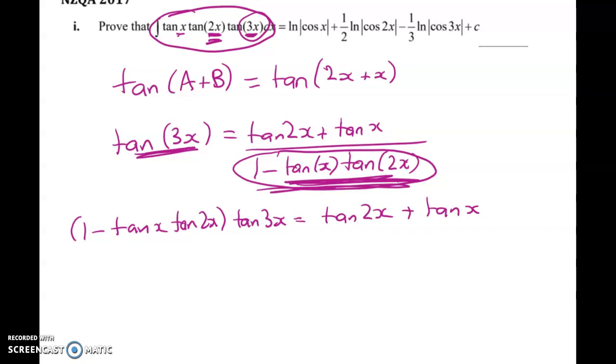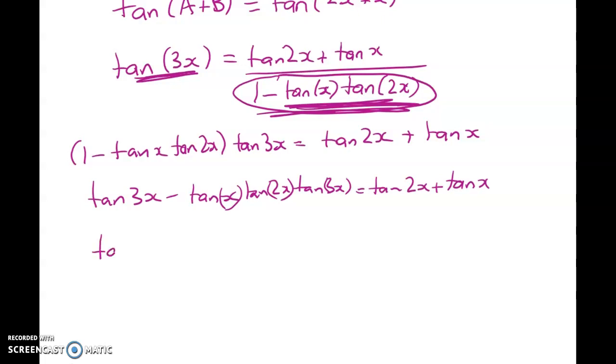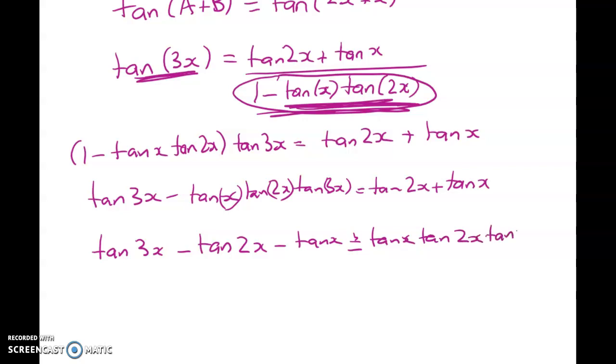So now we're just about finished. Okay, so here we've got tan of 3x minus, look at that, tan of x, tan of 2x, tan of 3x equals tan of 2x plus tan of x. So rearranging that now is going to give me tan of 3x minus tan of x. Which way does the question go, just to be really nitpicky? Minus tan of 2x minus tan of x is equal to tan of x, tan of 2x, tan of 3x.